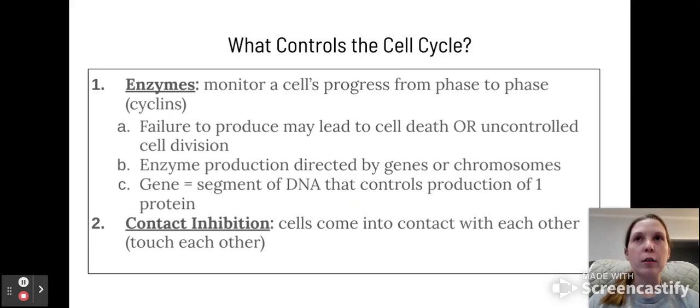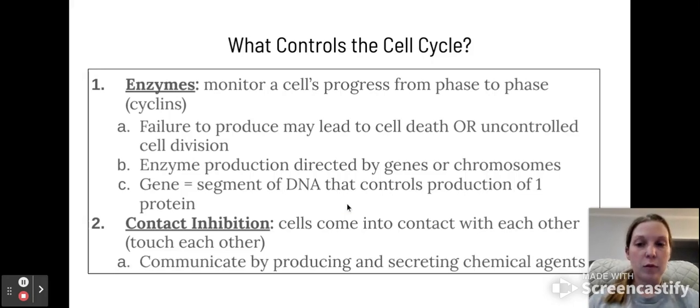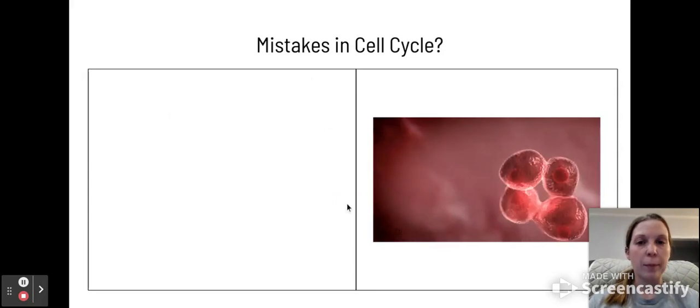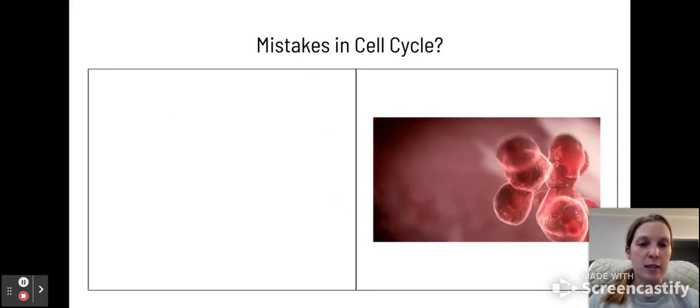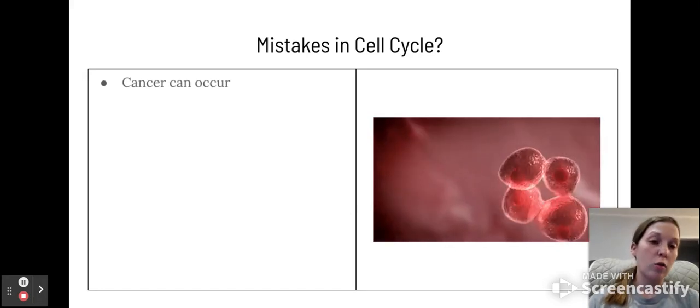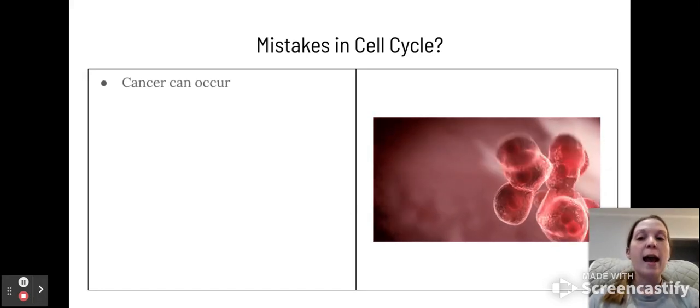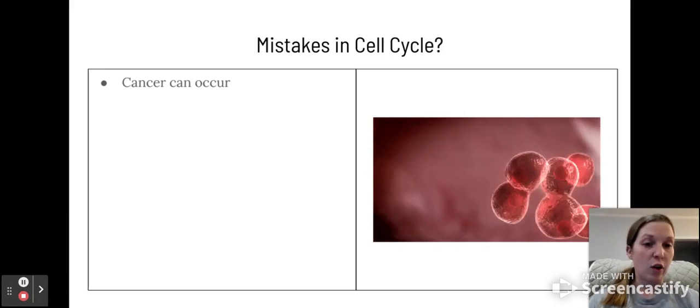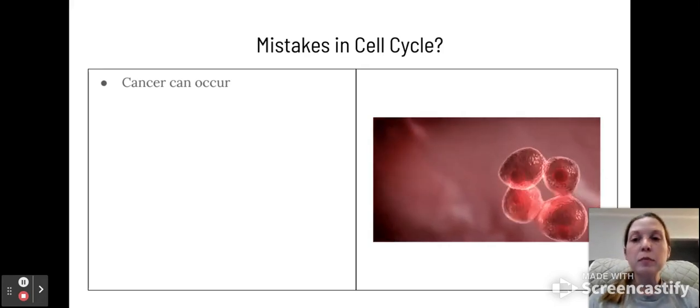Another important control factor of the cell cycle is contact inhibition, and this is where cells come in contact with each other and they touch each other. This is a way that they can communicate by producing and secreting chemical agents to know how the cell production is going. So sometimes there are mistakes in this cycle, which you can see in this GIF here, and this GIF is uncontrollable cell reproduction, and this is actually how cancer occurs in patients.